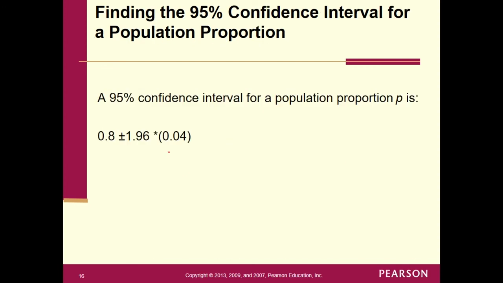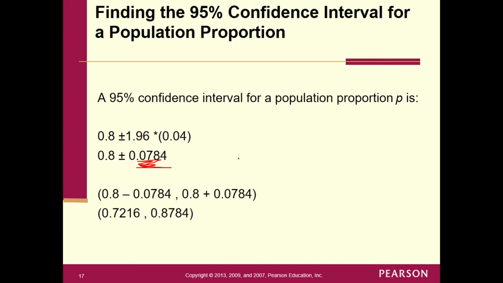And so I came up with 0.04 for the standard error, 1.96 for the critical value, 0.8 for the point estimate. When I multiplied 1.96 times 0.04, I got 0.0786. Excuse me, 0.0784. Sorry about that. And that is the margin of error. So we have to apply the margin of error to the point estimate. I did that there, and we get the lower and the upper bound of the confidence interval.